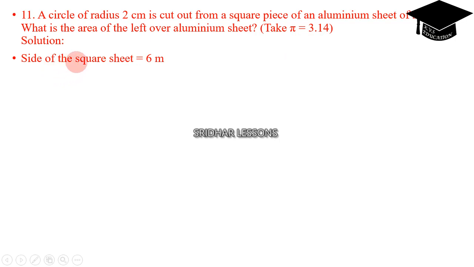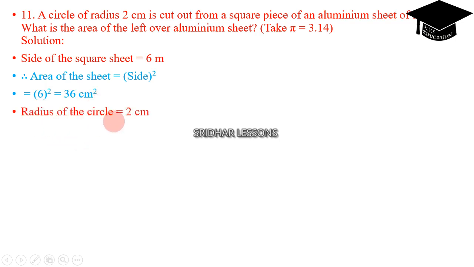See, the side of the square sheet is equal to 6 centimeters. Therefore, area of the sheet is equal to side into side. We know the formula, that is side square. This is equal to 6 into 6. So 6 into 6 is equal to 36 centimeters square. The radius of the circle is equal to 2 centimeters, as given.